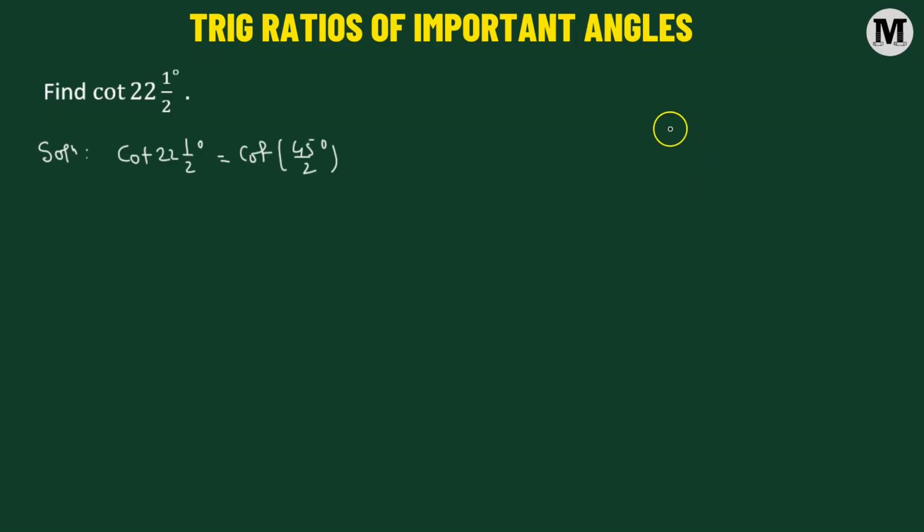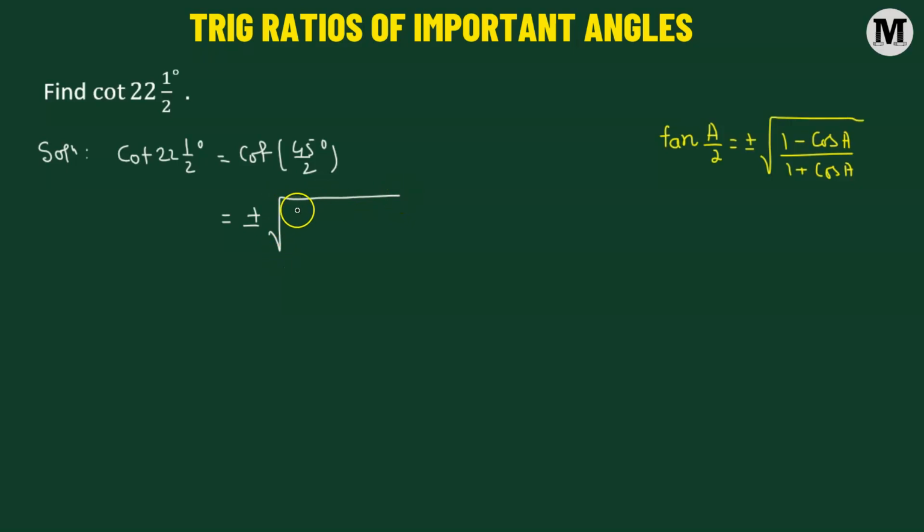We know that if we have tangent of angle A over 2, then this is given by plus or minus the square root of 1 minus cosine of angle A divided by 1 plus cosine of angle A. Now since we have the cotangent function, all we have to do is take the reciprocal, so this becomes equivalent to plus or minus the square root of 1 plus cosine of angle A. So here A will be 45 degrees.